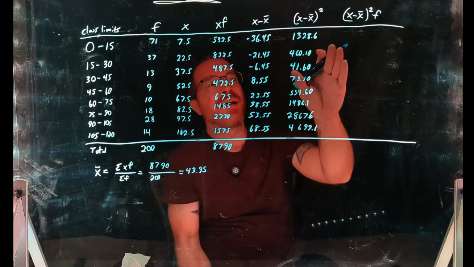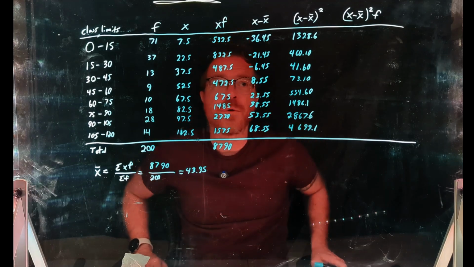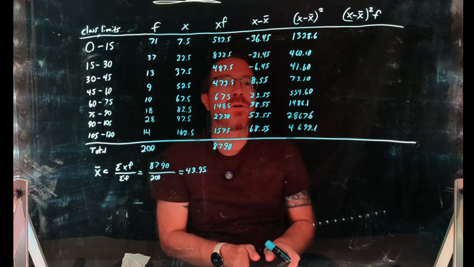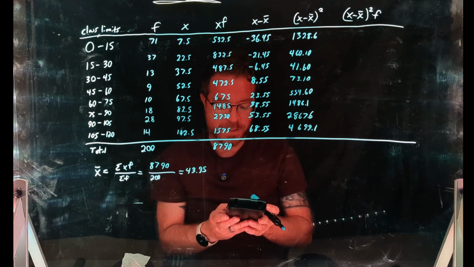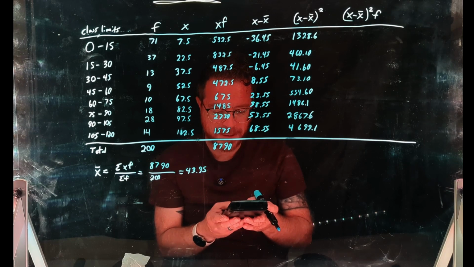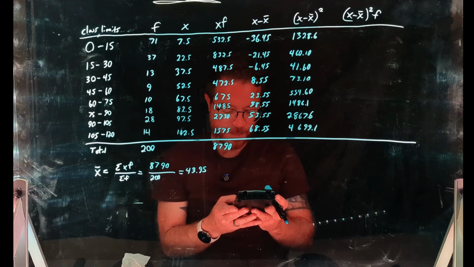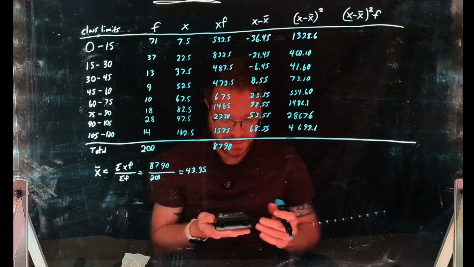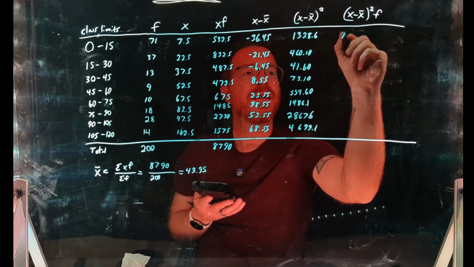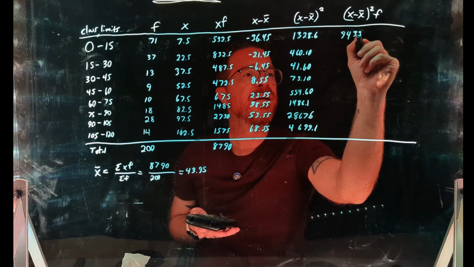Okay, so now we have one more step on our table that we need to do, which is we need to take each of these values, and now we need to multiply it by that frequency associated with each interval. So the first one, we have 1,328.6 times our frequency of 71. This is going to give me 94,330.6.